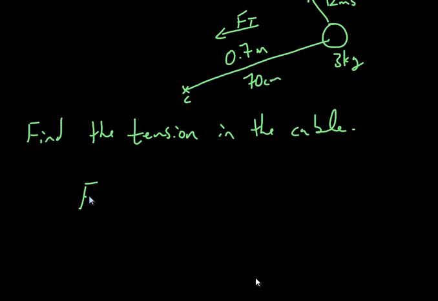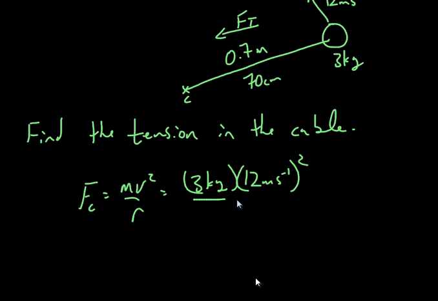So F_c equals m v squared over r: 3 kilograms, 12 meters per second squared, divided by r, 0.7 meters. So I get 617 newtons.